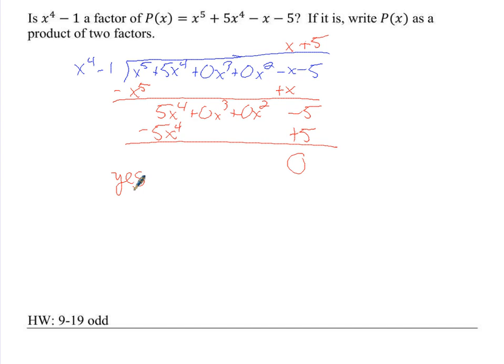And then it says if it is, write the polynomial p of x as a product of two factors. So I'm going to write x to the fourth minus 1 because it is a factor, times x plus 5. The other factor. If I FOIL that back out, I get this polynomial right here. So that's how you do these problems.